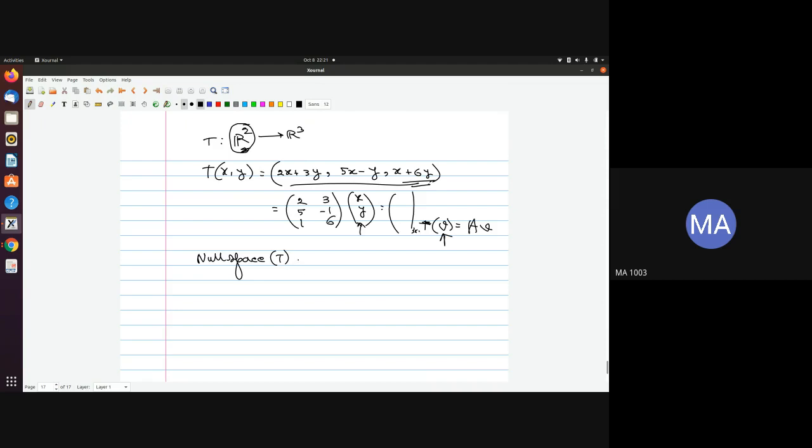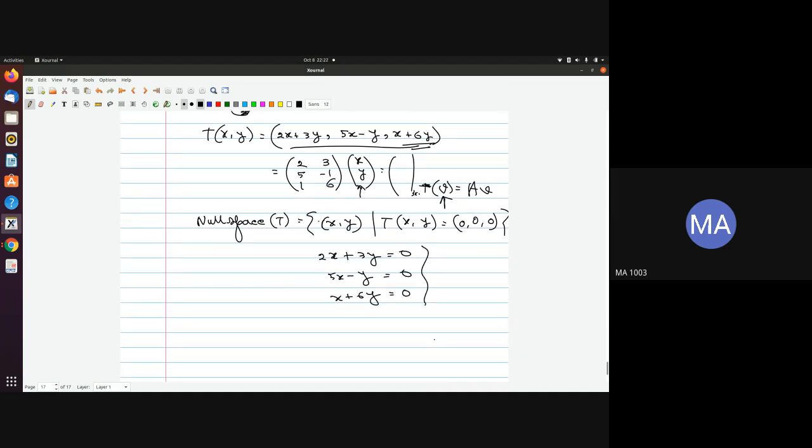So if I want to find the null space, what I have to do basically is find all those x, y such that T(x, y) is going to 0, 0, 0. So basically, I have to solve this equation: 2x plus 3y is 0, 5x minus y is 0, x plus 6y is 0. Which x, y will satisfy this? This is what I need to find for the null space. So basically, I have to find the null space of this matrix because the coefficient matrix is the same. And that is what I have explained.